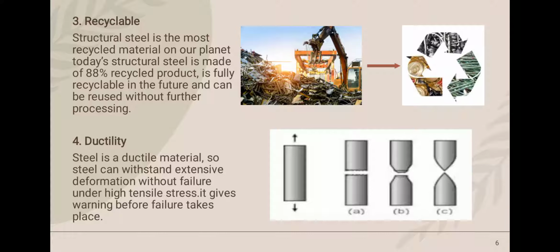Plastic material or steel, anything can be recycled, so it will be used for the future, for 88 percentage. Ductility means steel is a ductile material, so steel can withstand extensive deformation without failure. Under high tensile stress, it gives warning before failure takes place. The subject picture is shown on the page.